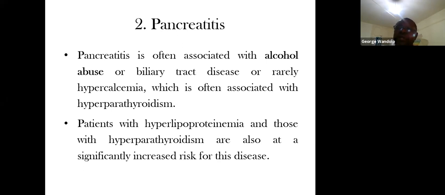Or sometimes biliary tract disease, or rarely hypocalcemia, which is often associated with hypoparathyroidism, okay? So when there is hypocalcemia, we are likely to get pancreatitis. Patients with hyperlipoproteinemia and those with hyperparathyroidism are also at significantly increased risk. So pancreatitis is associated with alcohol, hypocalcemia, hyperlipoproteinemia, or hyperparathyroidism. These are the disease associations of pancreatitis.